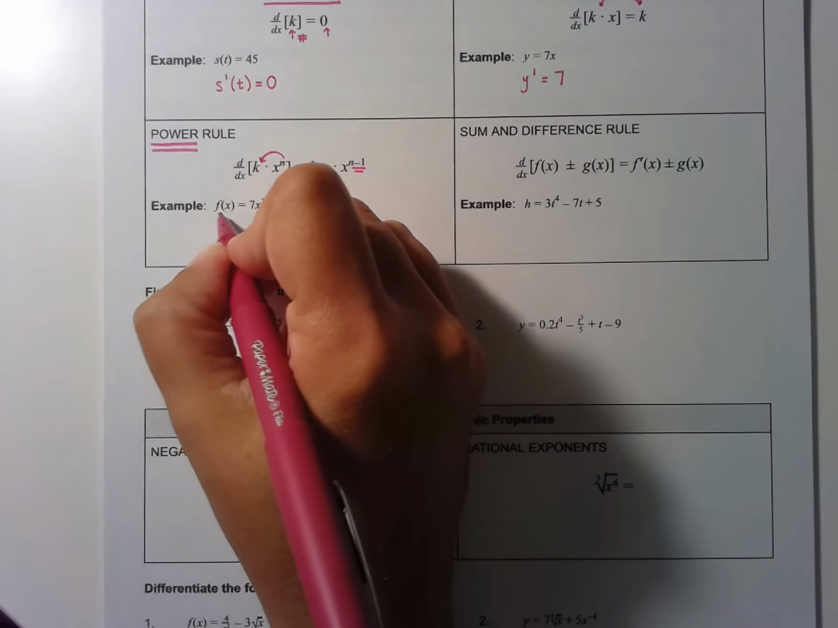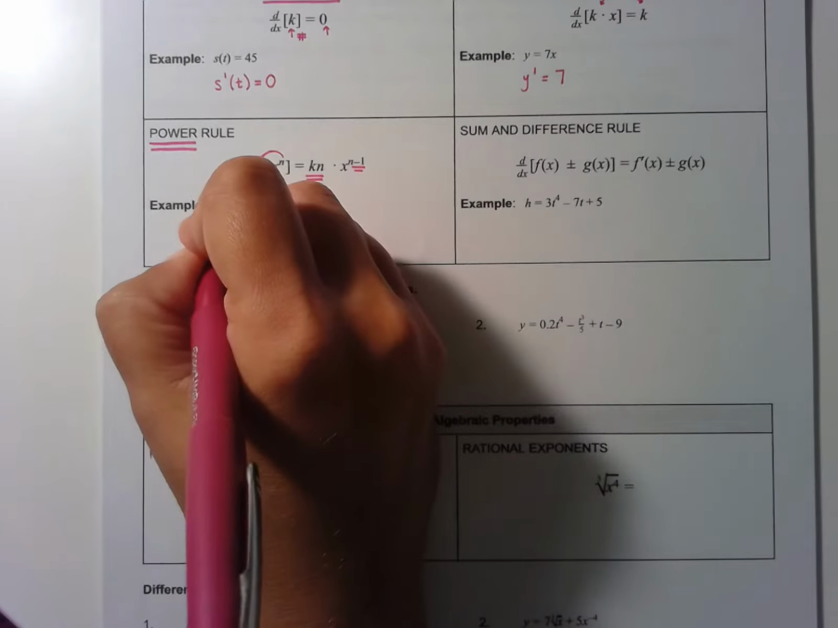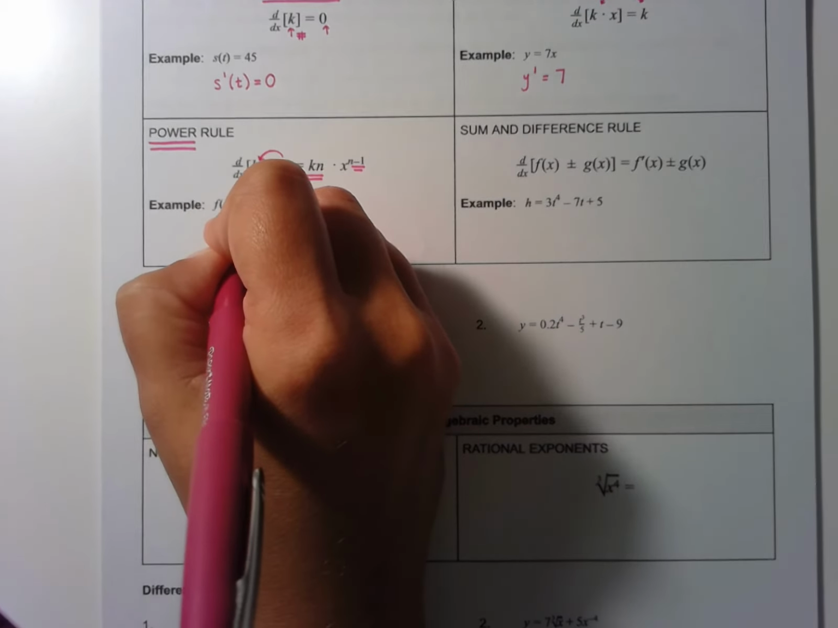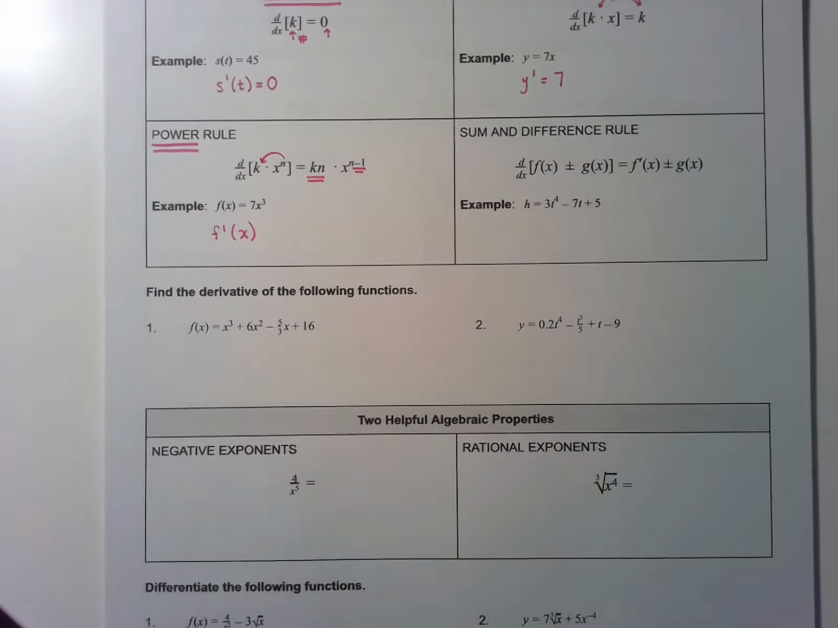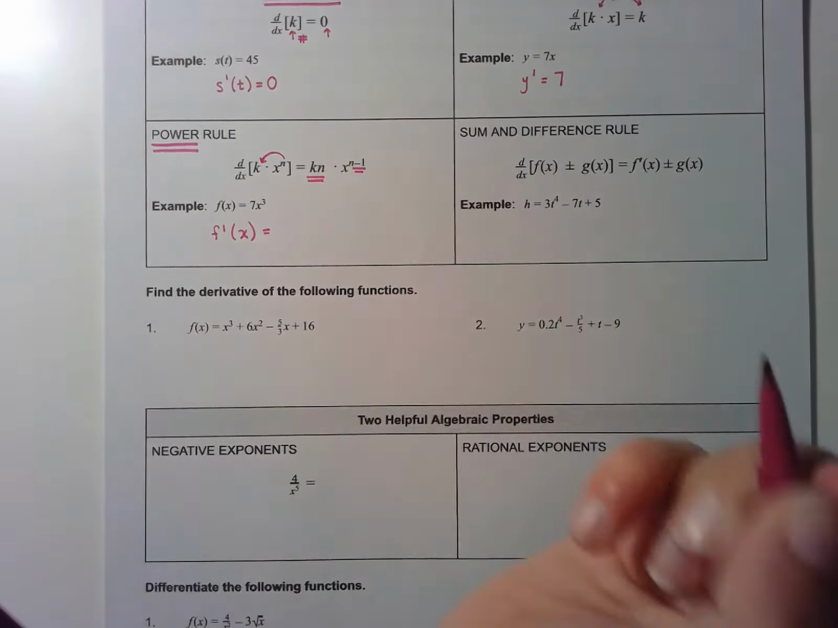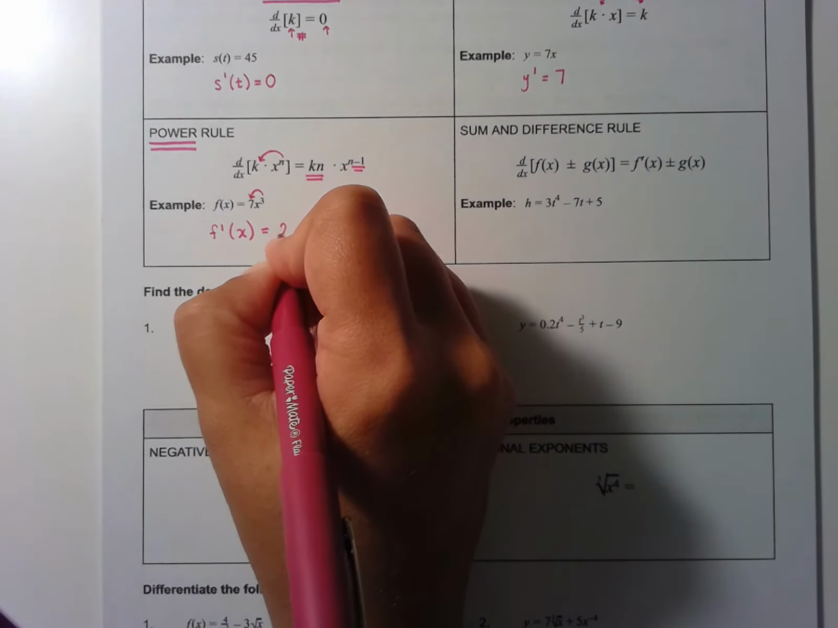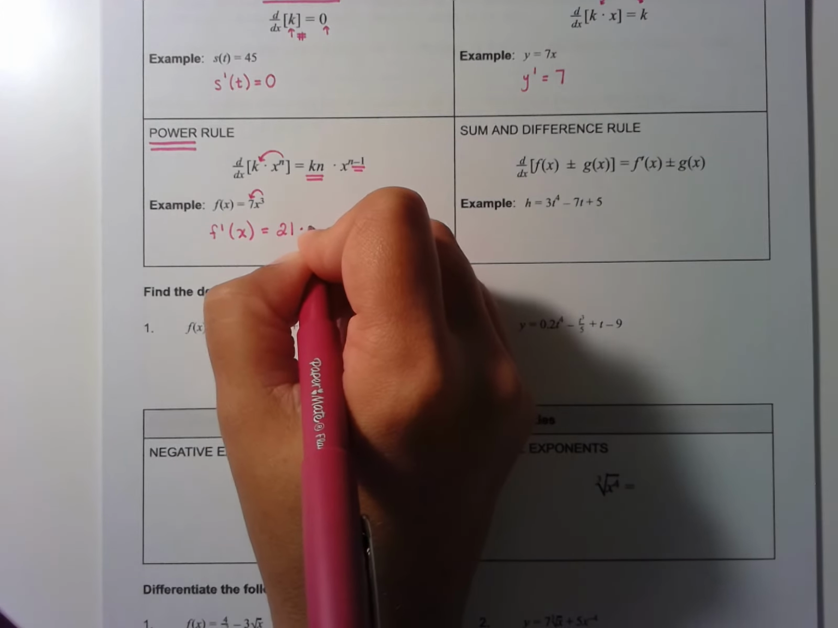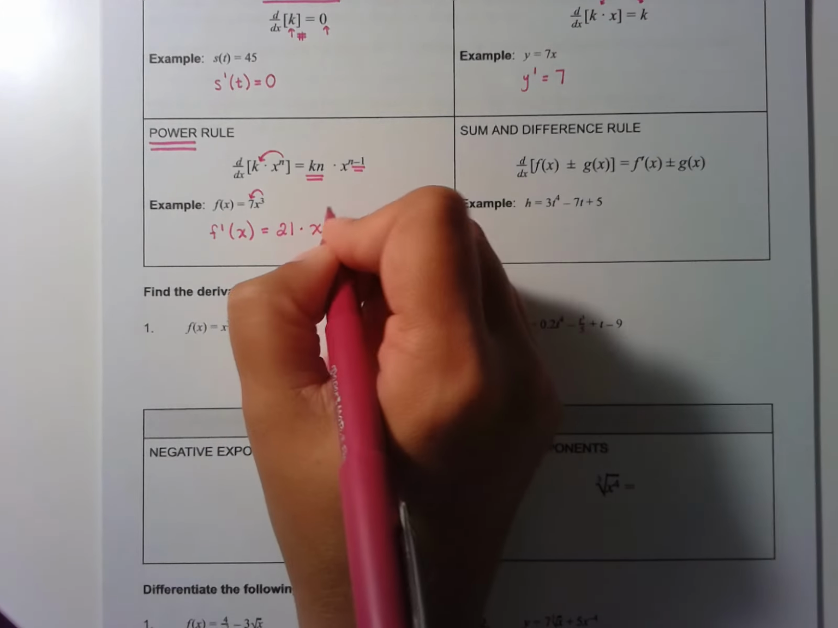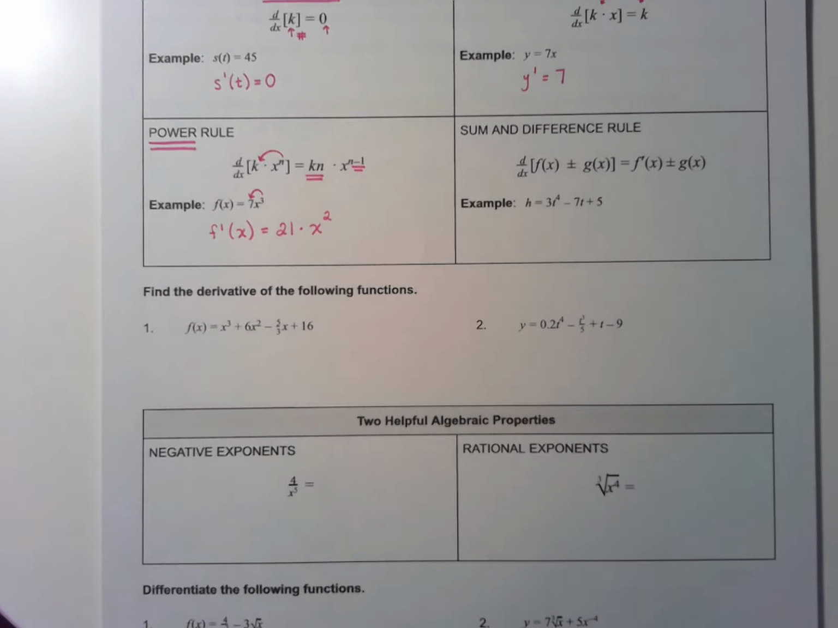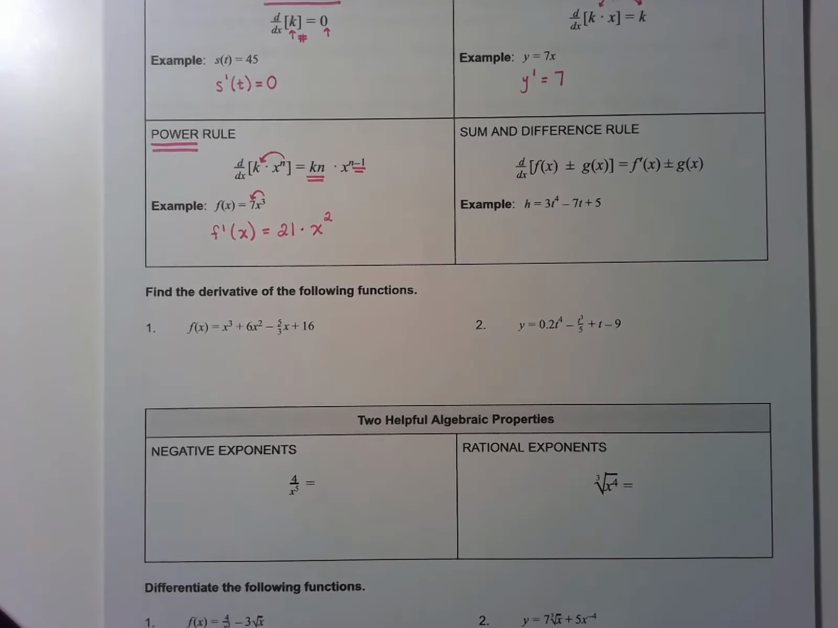So if we say f of x is equal to 7x cubed, then f prime of x, remember prime means the derivative, would be, we're going to take the 3 and multiply by 7, so we would get 21 times x to the power of 2, because we would subtract 1 from the power. So I like to say drop it and then subtract 1.